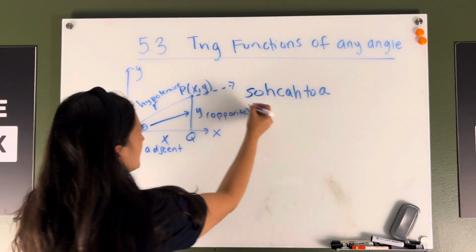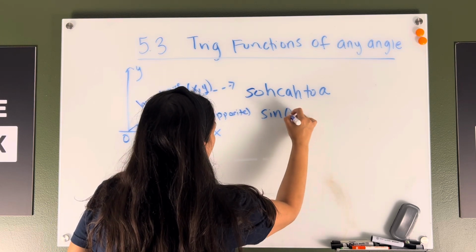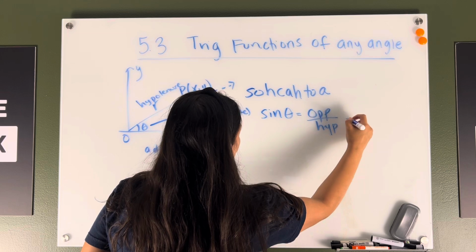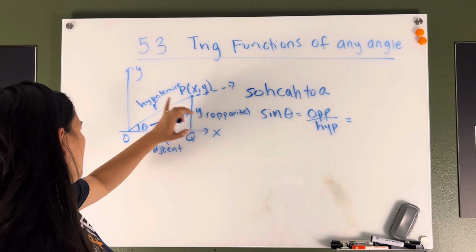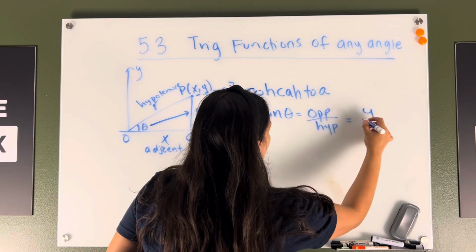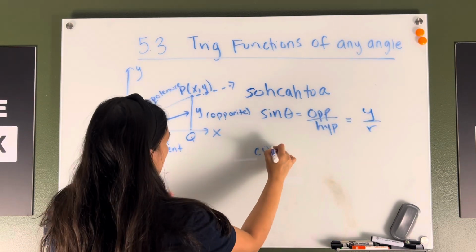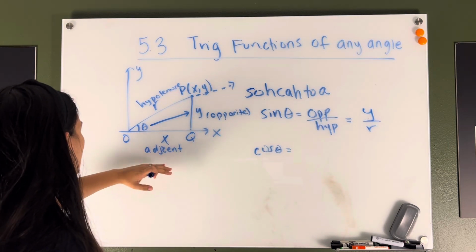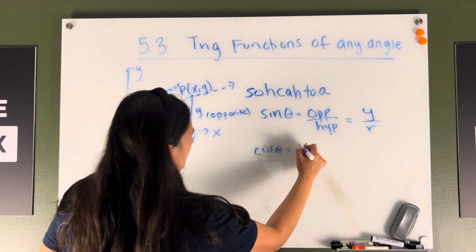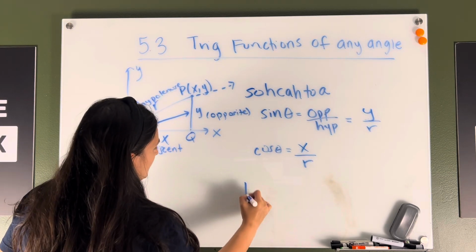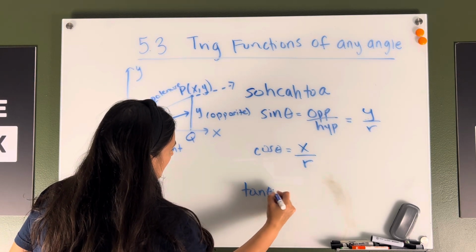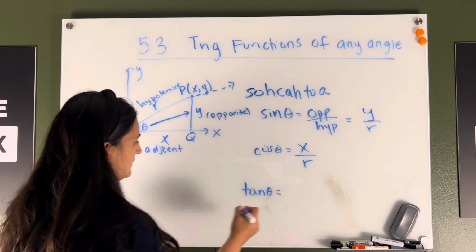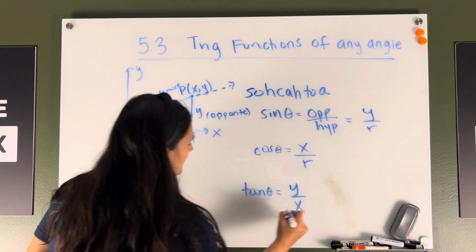Okay, so for sine of theta, we have opposite over hypotenuse, which in this case would be y over r. For cosine theta, we have adjacent over hypotenuse, so that would be x over r. And then of course tangent is opposite over adjacent, so that would be y over x.